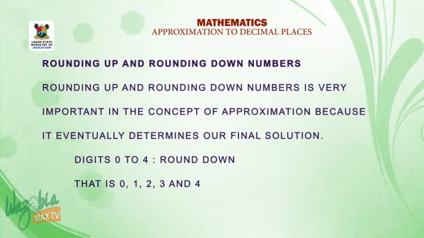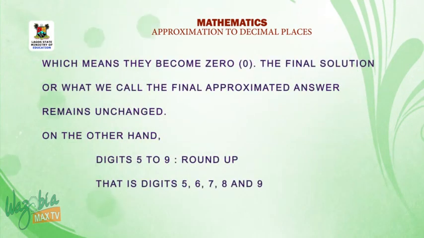Next, we have rounding up and rounding down numbers. Rounding up and rounding down numbers is very important in the concept of approximation because it eventually determines our final solution. Digits 0 to 4 are rounded down, that is 0, 1, 2, 3, and 4, which means they become 0. The final solution, or what we call the final approximated answer, remains unchanged.